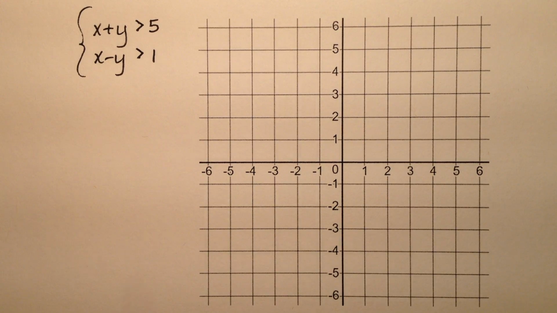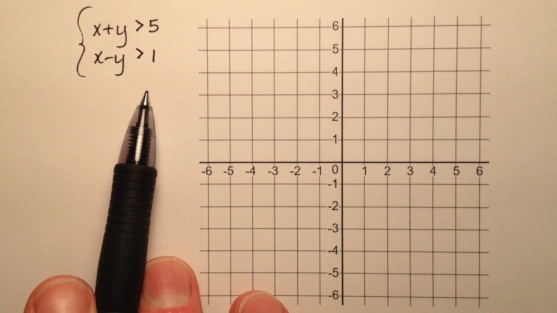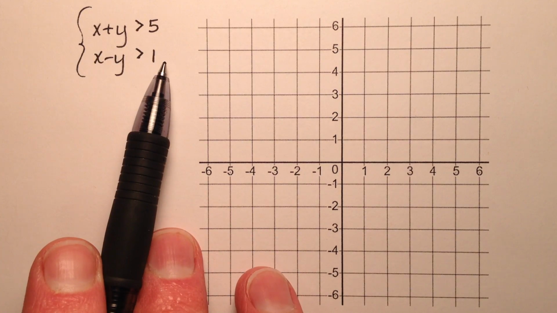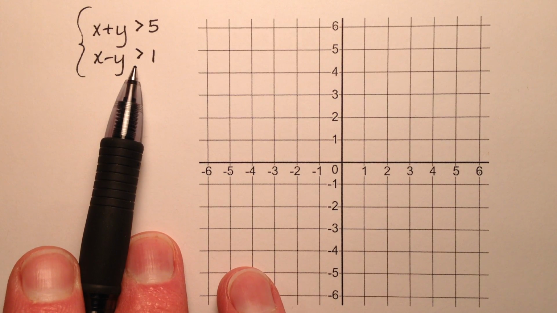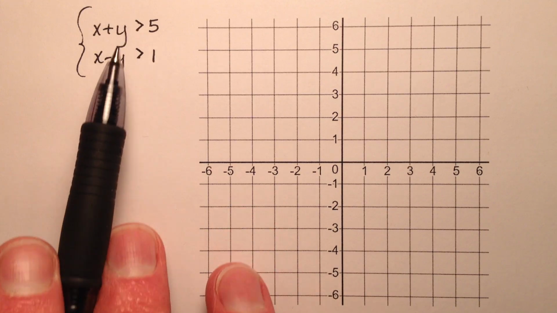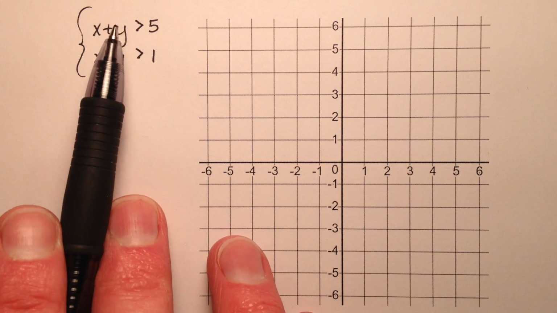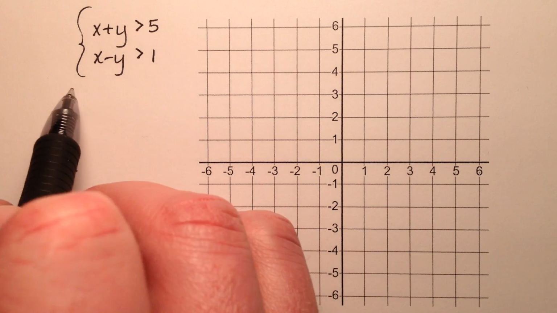In this example, I'm going to go ahead and graph this system of linear inequalities. So the first thing I notice about both of these is they're in standard form, and in order to graph them a little more easily and decide where we're going to shade, let's go ahead and put both of them in slope-intercept form, which means I'm going to solve for y for both of them.